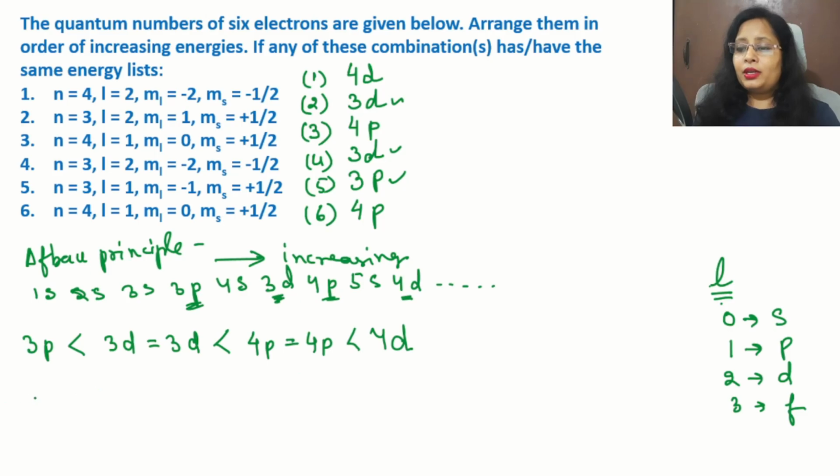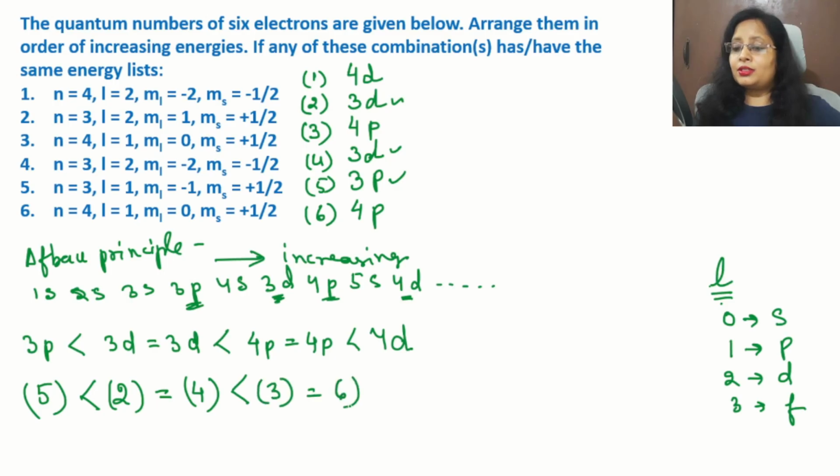So the 5th electron, 3p, has the lowest energy. Now come to 3d. We have electrons 2 and 4. So the second electron has the same energy as the fourth electron, which is lower than 4p. 4p is electrons 3 and 6. The third electron is equal to the sixth electron, their energies are the same, and the highest one in energy is the first electron, having the 4d orbital.